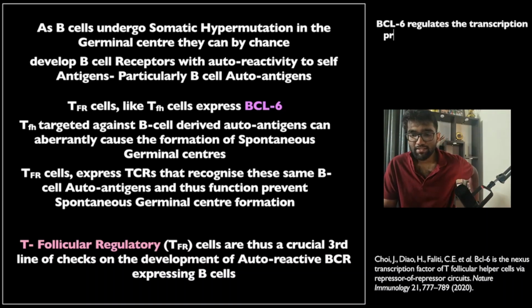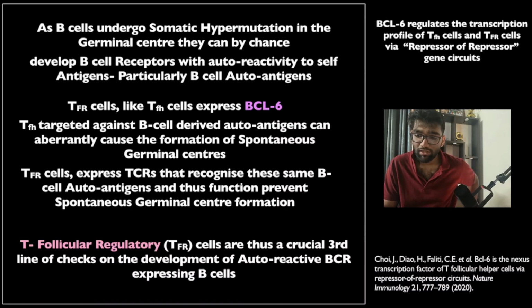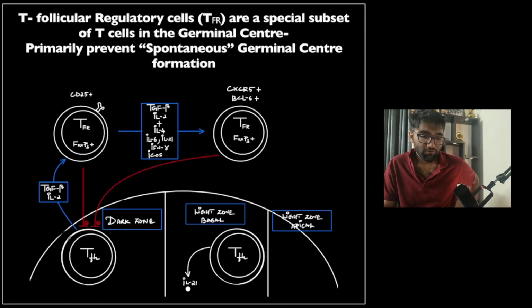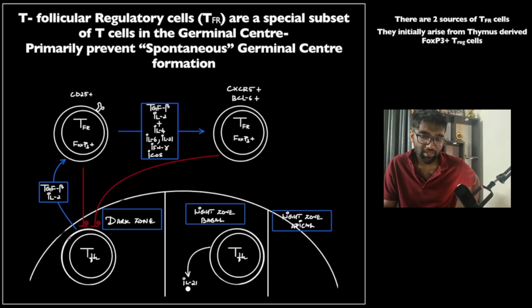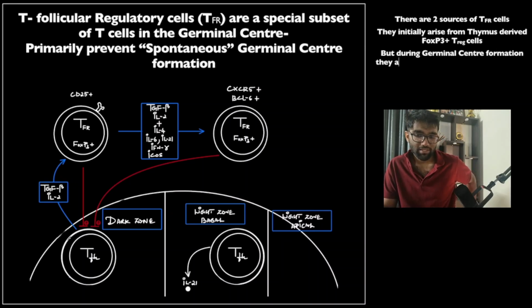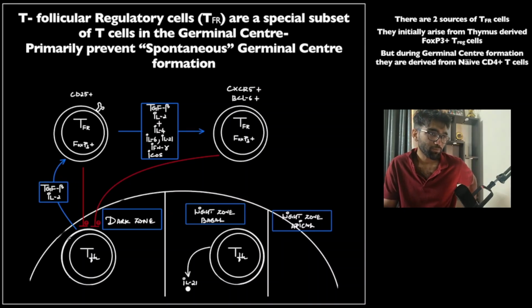BCL6 regulates the transcription profile of T follicular helper and T follicular regulatory cells via a very interesting gene regulatory circuit called the repressor of repressor gene circuit. We'll talk about these circuits again when we talk about the function of the immune system. Now, T follicular regulatory cells are a special subset of T cells in the germinal center that primarily prevent spontaneous germinal center formation, as I've just discussed. They primarily arise from two sources. The first is that they initially arise from cells derived from FOXP3 T regulatory cells that arise within the thymus, and then during germinal center formation they are derived from naive CD4 plus T cells that are undergoing activation.